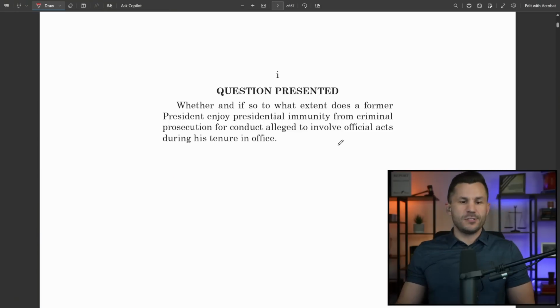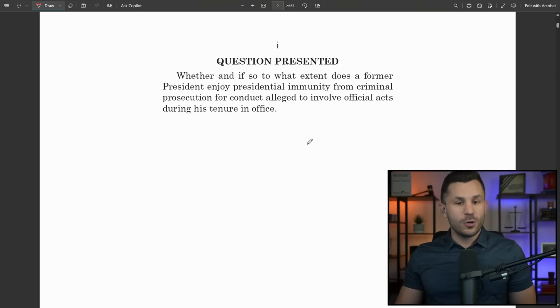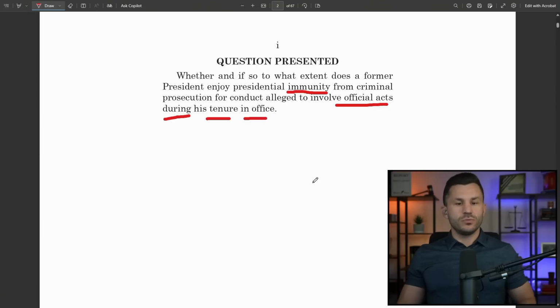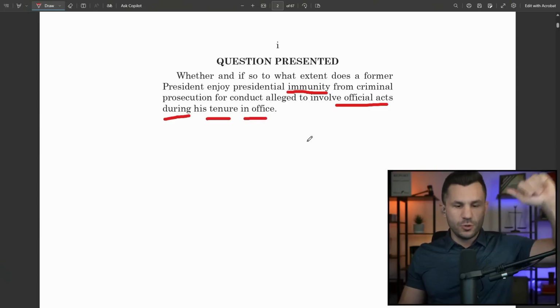Question presented is whether, and if so, to what extent does a former president enjoy presidential immunity from criminal prosecution for conduct alleged to involve official acts during his tenure in office? Question. So does he have immunity? And if so, to what extent? Two questions we talked about.